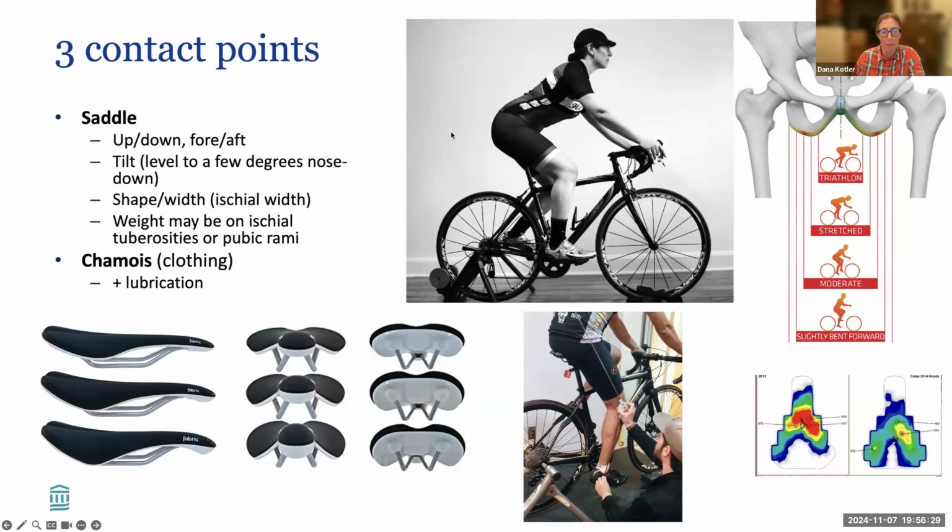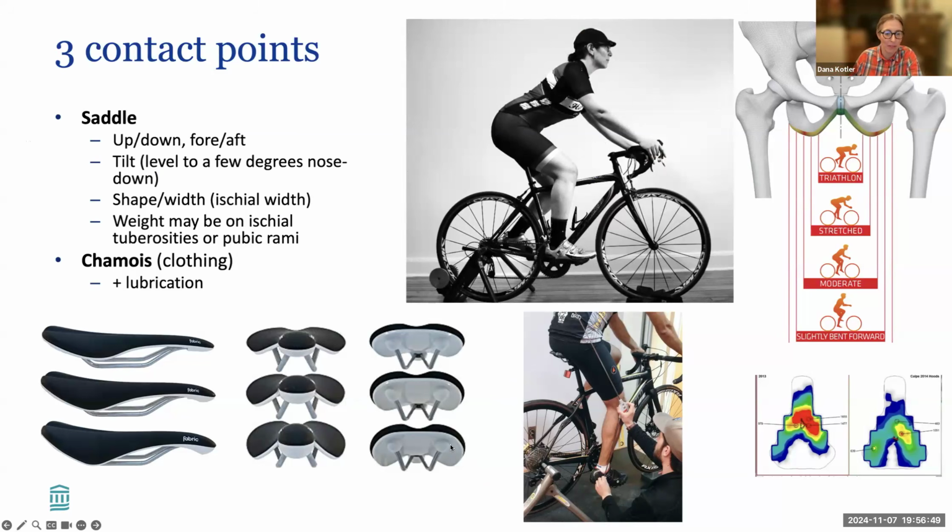You can move it forward and backwards, and that's going to adjust the position of the rider on the bike in terms of what their hips are doing, what their knees are doing, and even down at the lower end, what the ankles are doing. You can tilt the saddle a little bit nose down. You pretty much never want it to be nose up, but level to very slightly nose down.